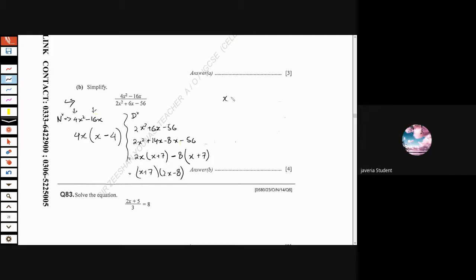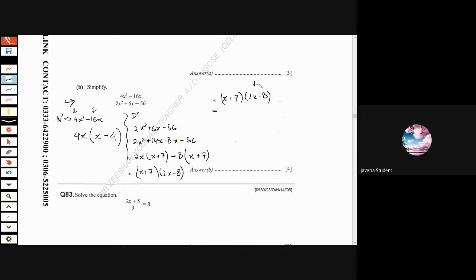So the factors are x plus 7 into 2x minus 8. Is that all? Done? Yes, sir. No, look carefully. We can factorize it even further. Apparently, we have two factors, but one of them can be factorized even further. Sir, 2x minus 8. How will I factorize that?